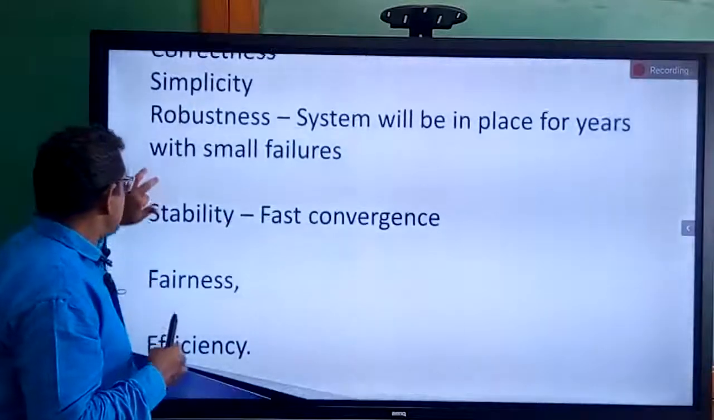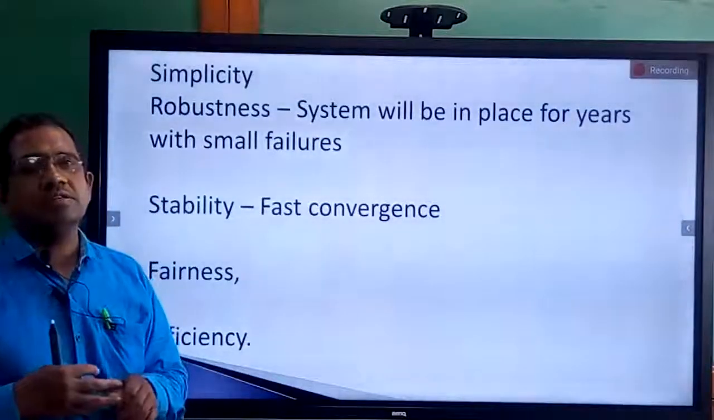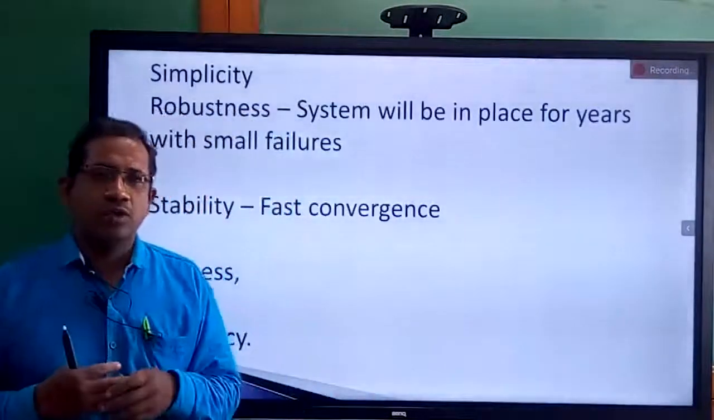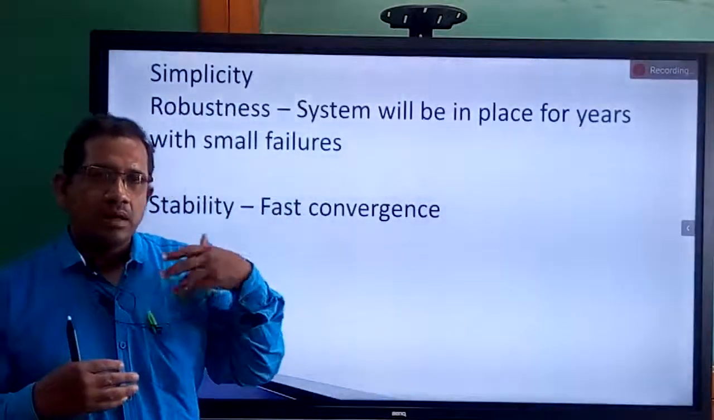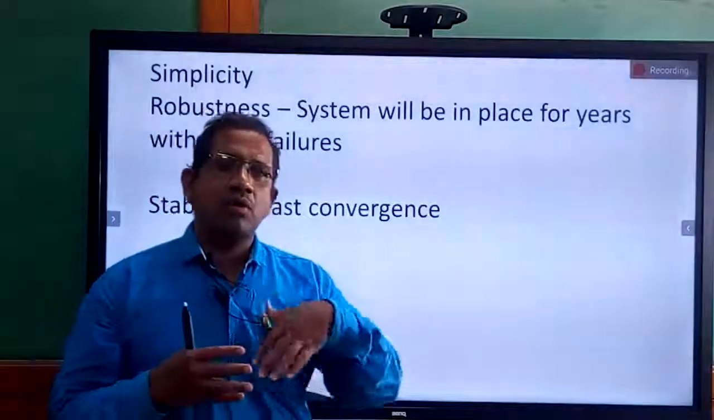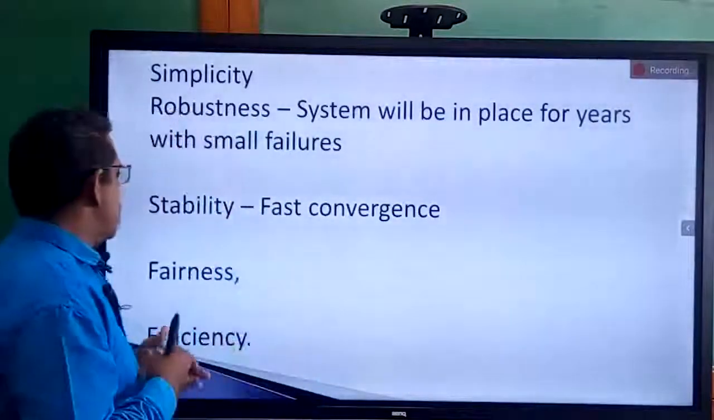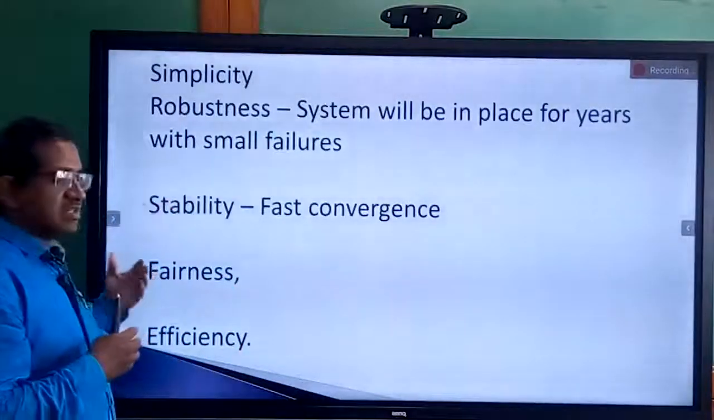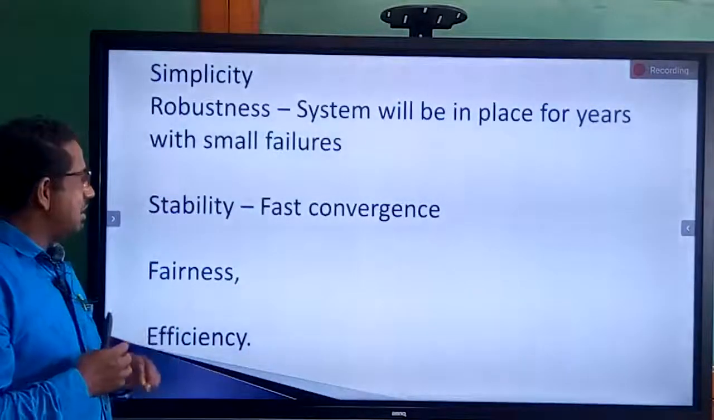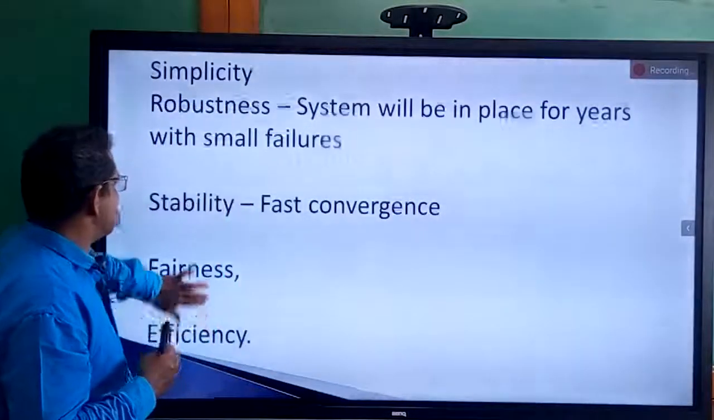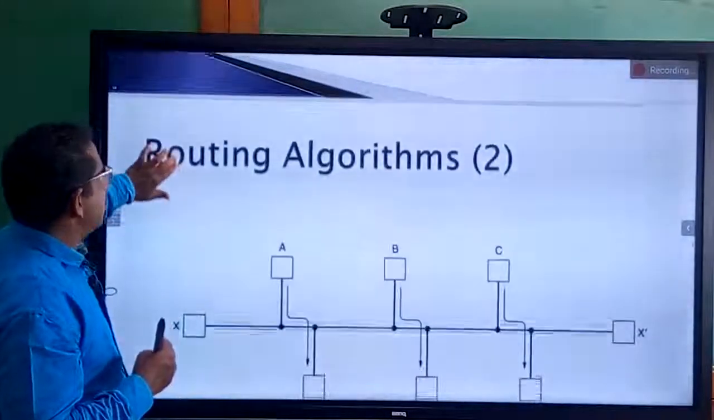The next one is that it should be fair. That means whatever the router is doing should be transparent to the higher authorities, whoever are going to use the network, known as the network engineer. So it should be fair enough to understand. The next one is the router should really perform the work efficiently. Okay, so these are the various properties of the routers.